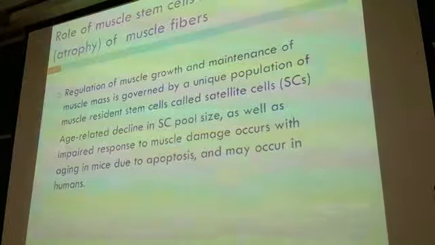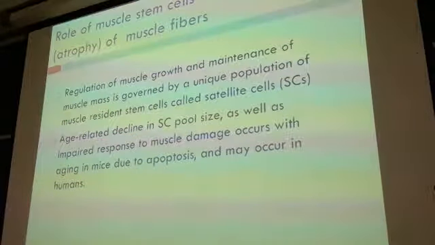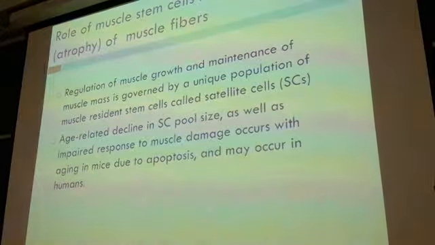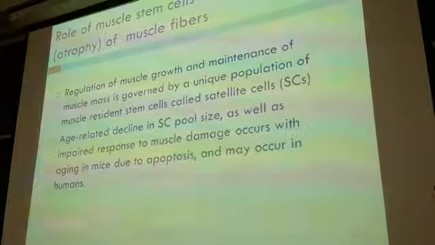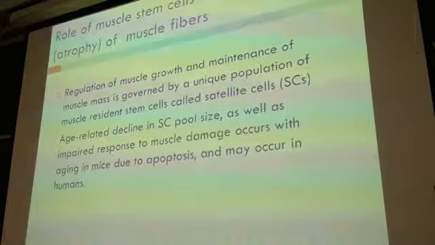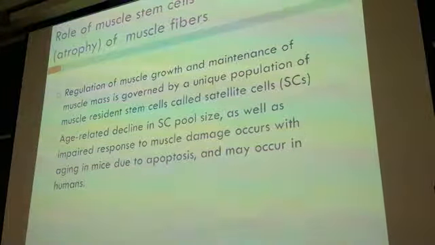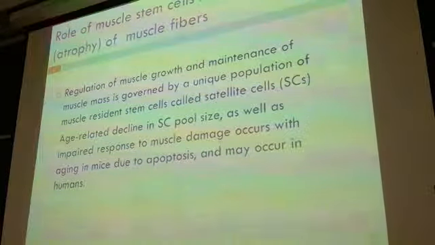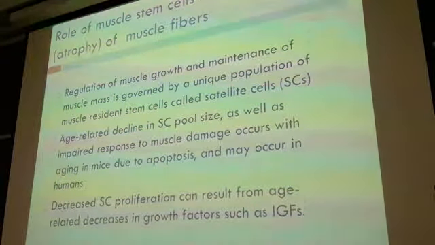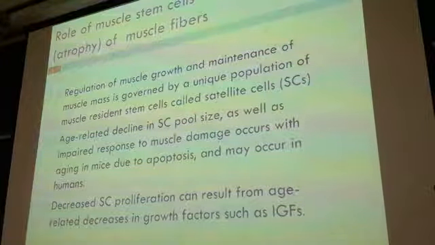tissue by stimulating growth of muscle fibers. There is an age-related reduction in satellite cell pool size, as well as impaired response to muscle damage that occurs even with just mild exercise. There's always some degree of muscle damage. That requires a replenishment of stimulation of these cells to bring back the muscle mass or prevent its loss. And that changes with age. As has been shown in mice, and it's probably true in humans as well. And we don't know exactly why that happens.